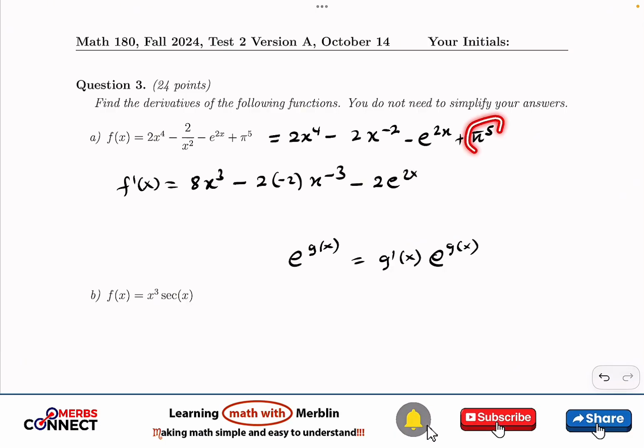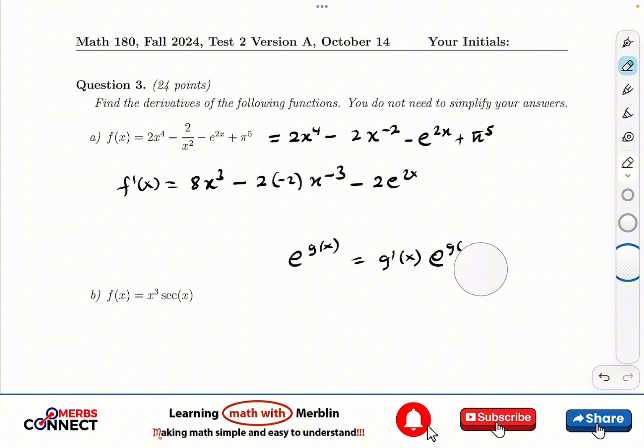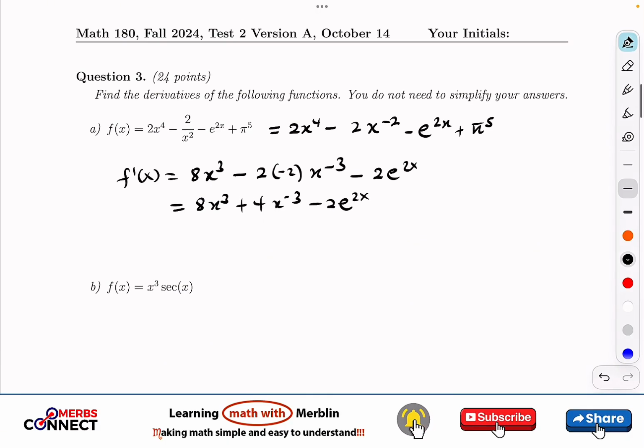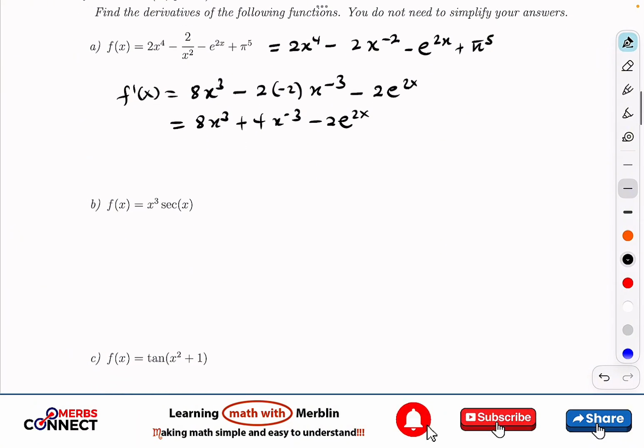Then this is a constant, so when I differentiate it, I'm going to get 0. So this is what I'm going to get at the end of the day. Okay, so this is the derivative that we are going to get from here. We can simplify this once more. Even though the question says don't simplify, we can make this 8x cubed plus 4x to the power minus 3 minus 2e to the power 2x. So this is what we are going to get for the first one.